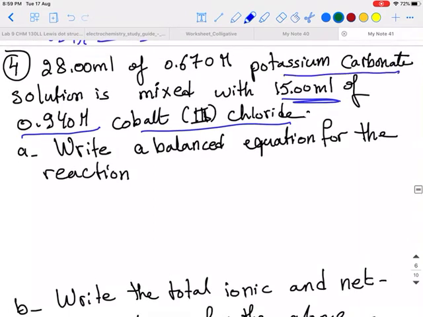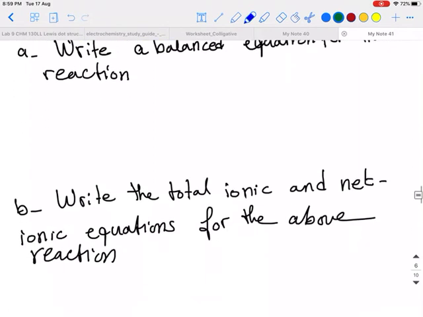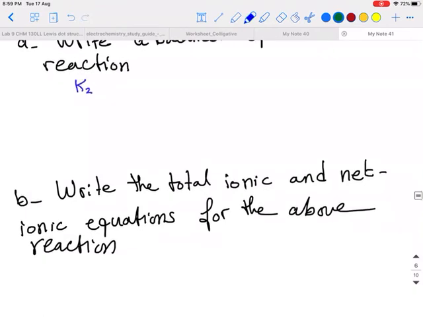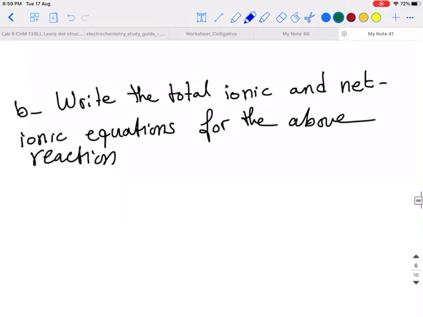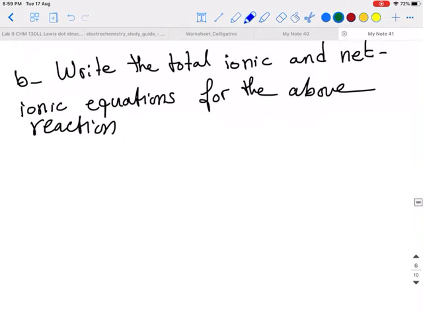first of all, we have to write the balanced equation. Okay, we have potassium carbonate and we have cobalt 3 chloride. So let me write the equation. Potassium carbonate, it's aqueous, plus cobalt chloride, CoCl3, because as it's written, the cobalt is Roman number 3, so it has charge 3 plus, also aqueous. Double replacement, so it will be Co2(CO3)3, this is a solid precipitate, plus KCl, and definitely it needs balancing, so I put 6 here, 2 here, and 3 there.